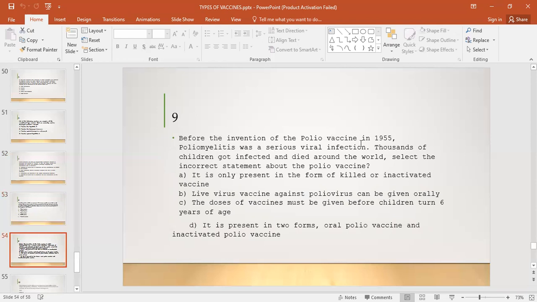Before the invention of the polio vaccine in 1955, poliomyelitis was a serious viral infection. Thousands of children got infected and died around the world. Select the incorrect statement about the polio vaccine. It is only present in the form of killed or inactivated vaccine. Live virus vaccine against poliovirus can be given orally. The dose of vaccine must be given before children turn 6 years of age. It is present in two forms, oral polio vaccine and inactivated polio vaccine. A is the right answer. It is only present in the form of killed or inactivated vaccine.